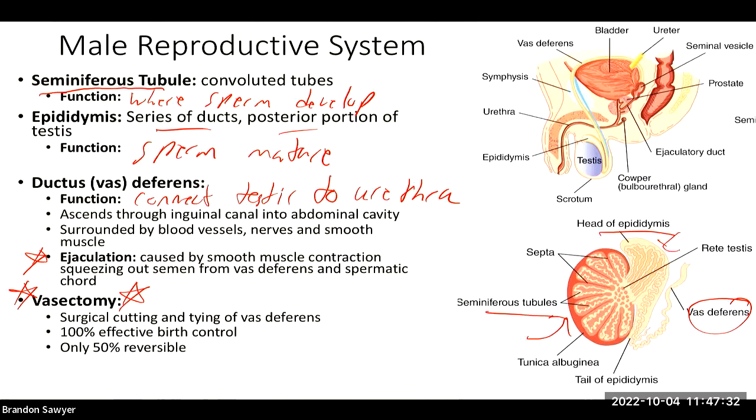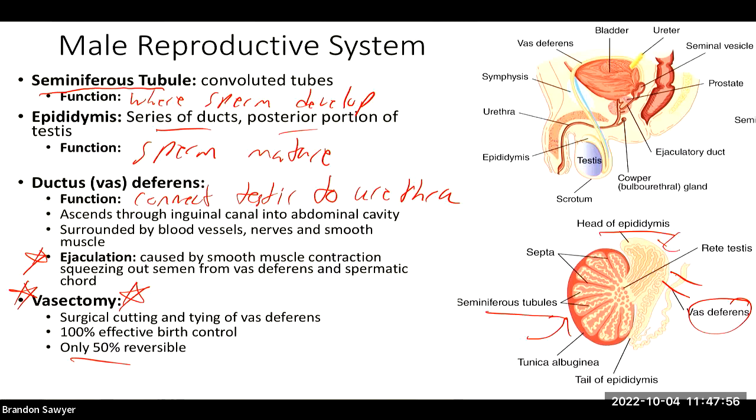Pretty much that is chopping out a section of the vas deferens. So vasectomy removes part of the vas deferens and then cauterizes each side, so it doesn't connect anymore. It can be reversed, but it only works about half the time.